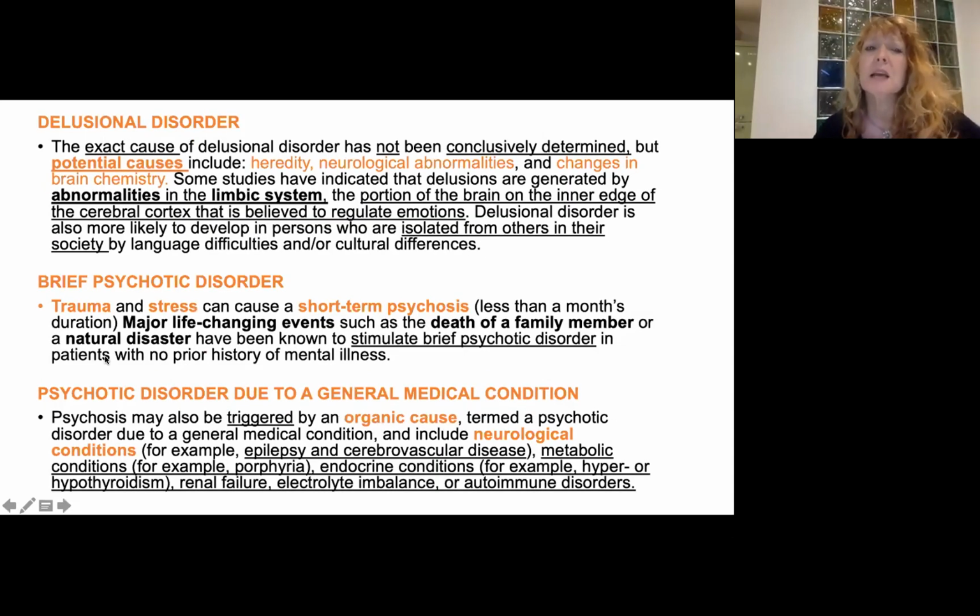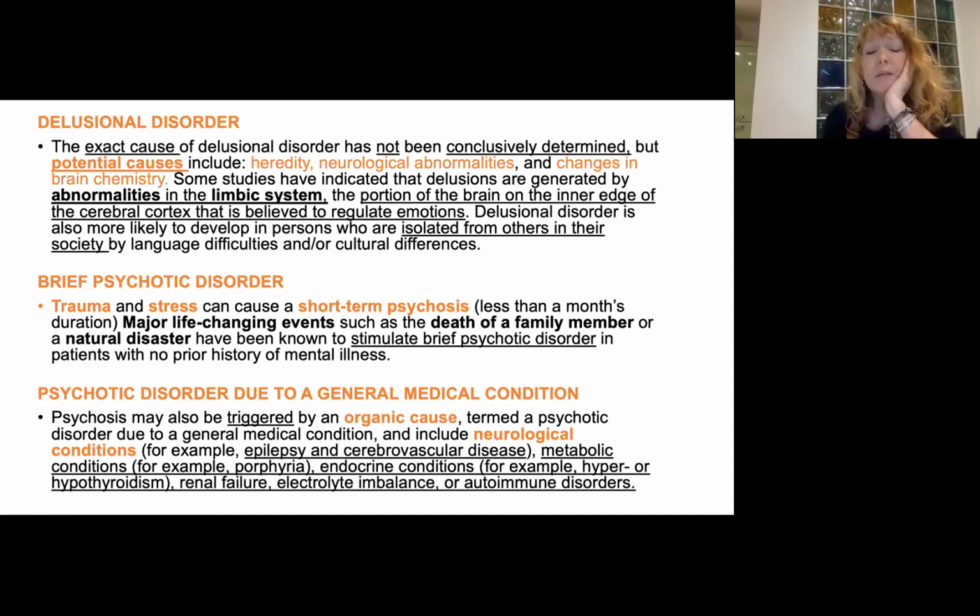Something that comes up is delusional disorder. Again, this is something that's inconclusive as to how it comes about, what the cause is. But potential causes can be neurological abnormalities, changes in brain chemistry, and it can be hereditary, so a genetic thing. There are also studies to say that delusions are sometimes generated by abnormalities in the limbic system, which is all to do with regulating the emotions and so on. But based on a lot of the new stuff that we're hearing now around things like epigenetics, a lot of this could be put into question, couldn't it? How that actually comes about.